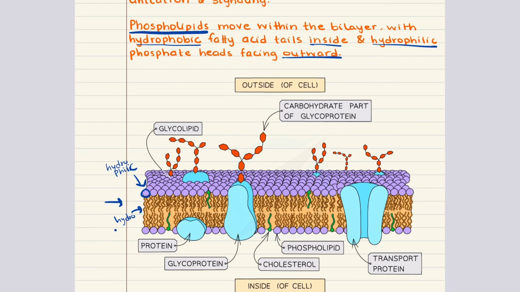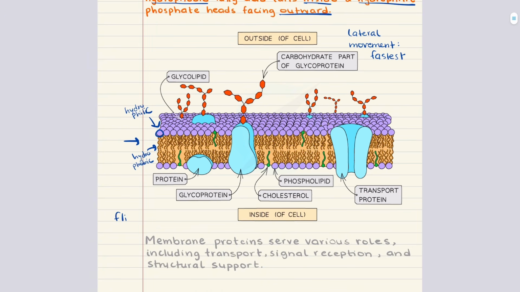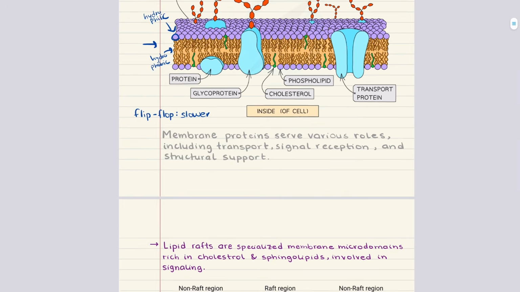Now, phospholipids can move. They can move laterally within the same layer of the membrane, and this gives the membrane its fluidity. This lateral movement is the fastest type of molecular motion in the membrane, and it happens frequently. This is in contrast to a different type of movement called flip-flop, which is very slow. So the movement of phospholipids between layers is called flip-flop, and again, it's very slow without the help of enzymes.